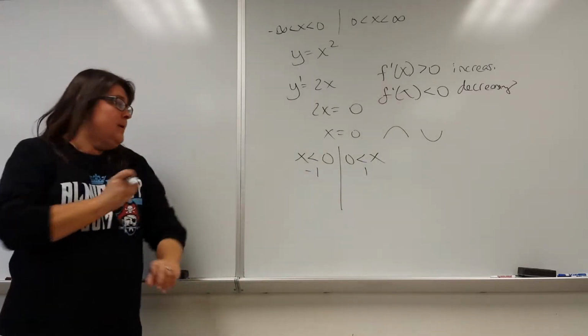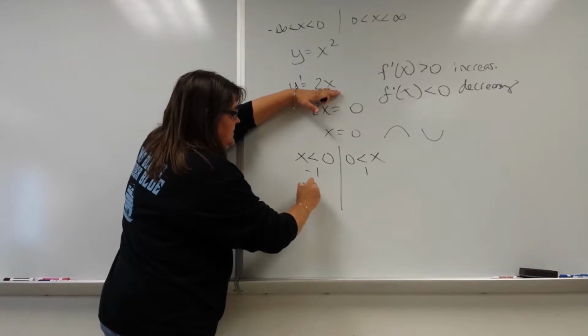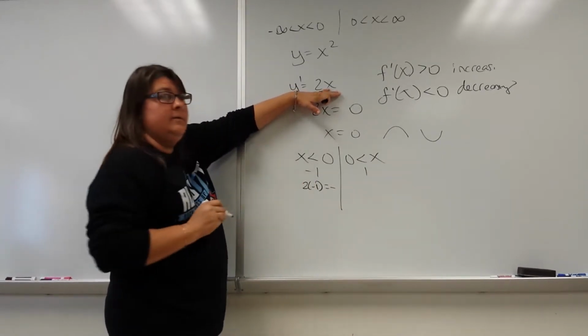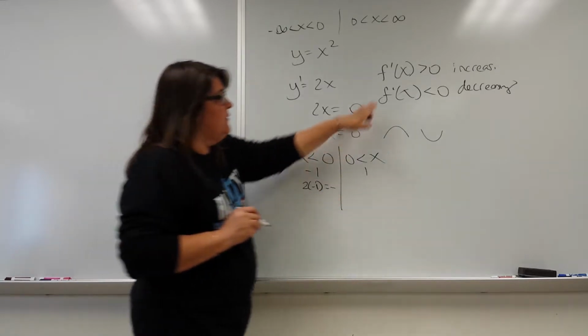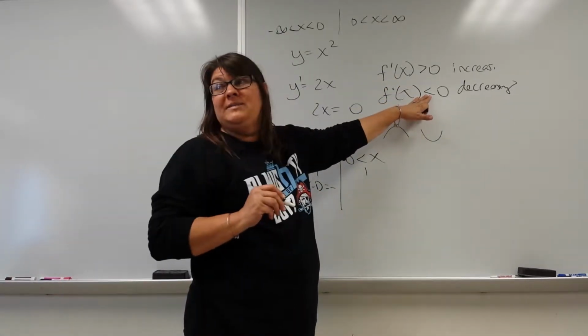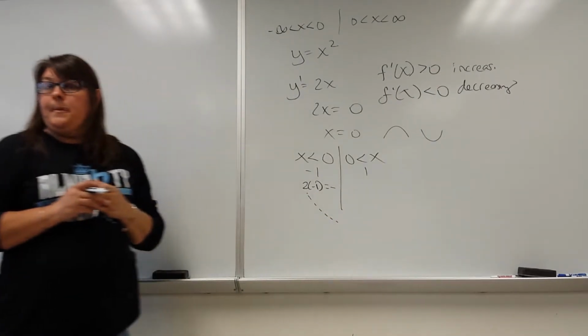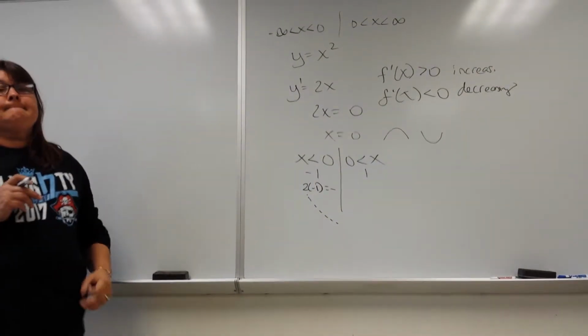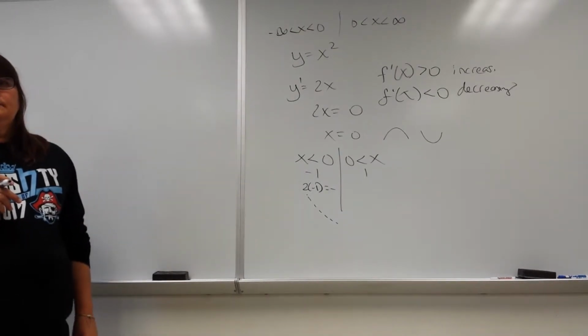So if I plug this into my first derivative right here, I got 2 times negative 1, which is a negative. That means the first derivative was negative, meaning that it would have decreased, right? So it would have come down, like so. But we have to pick a number that satisfies that category.